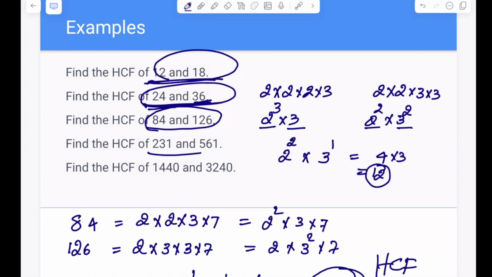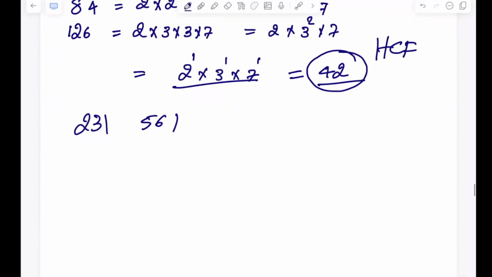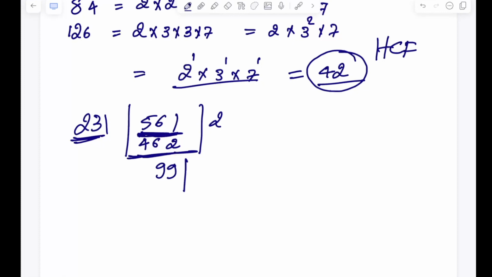Okay, let us take one more example: 231 and 561. Let us solve this in a different way. How will we do it? Let's divide 561 by 231. 231 twos are 462. If you subtract 462 from 561, you will get 99. Now with this 99, we have to divide 231.